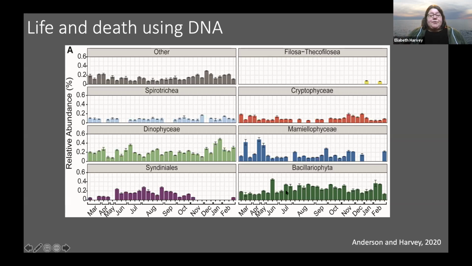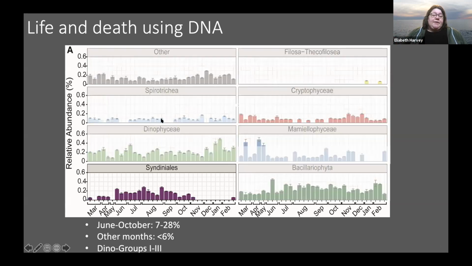So you have diatoms and cryptophytes, these really large groups that are commonly seen in the phytoplankton. But what I want to draw your attention to is this group here, the Syndineales. So Syndineales was really the only group that had this structure or seasonal structure throughout the year, right? So we see them increase in relative abundance here in the summer, and they're not as abundant in the colder months. All the other groups have relatively stable relative abundances throughout the year. We don't see really high peaks and valleys.